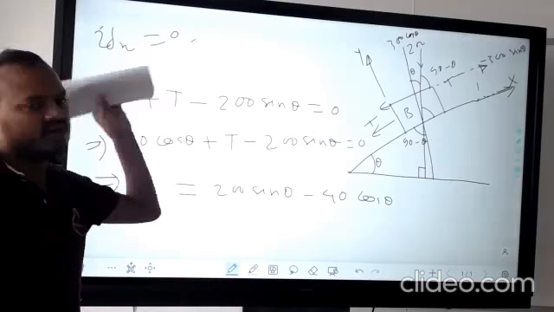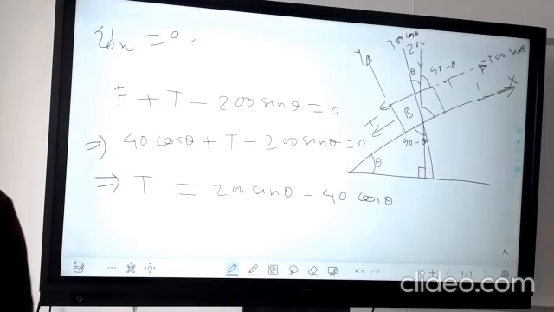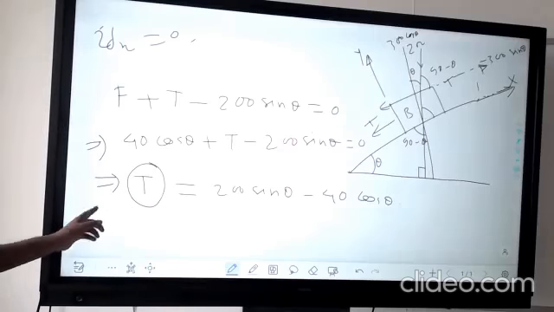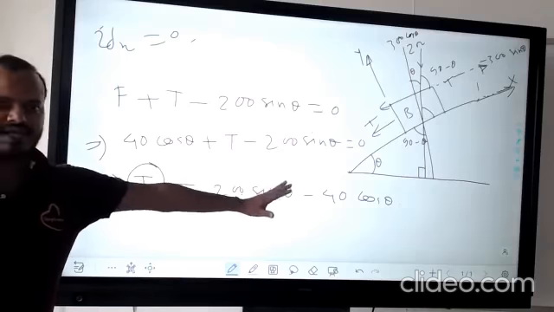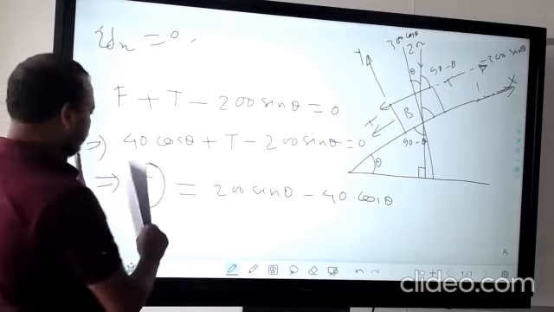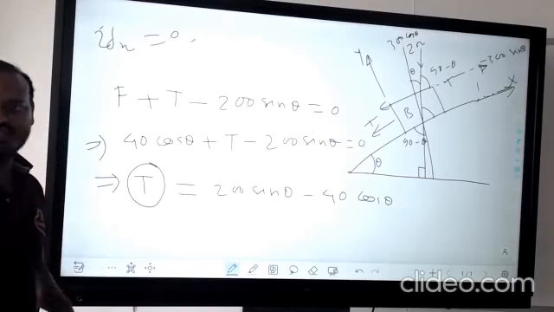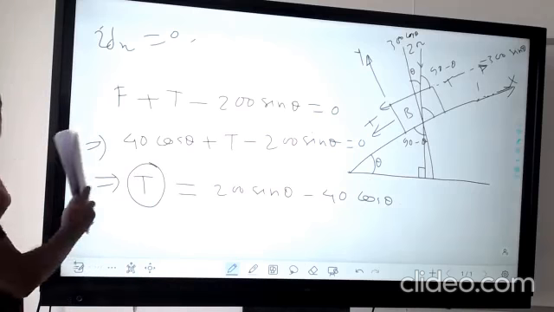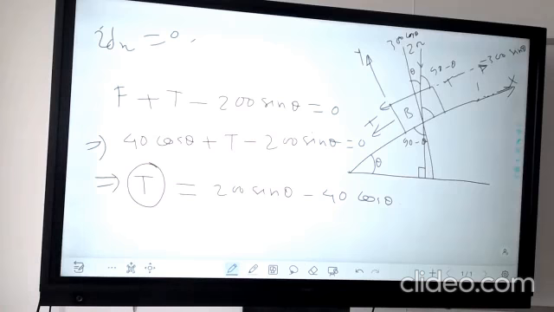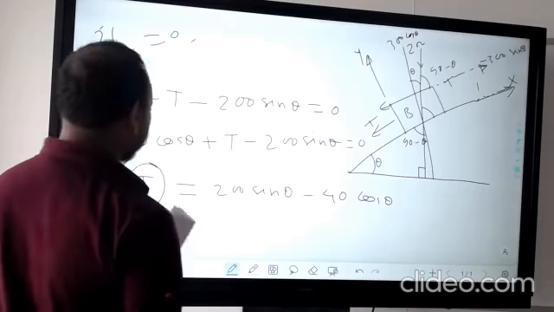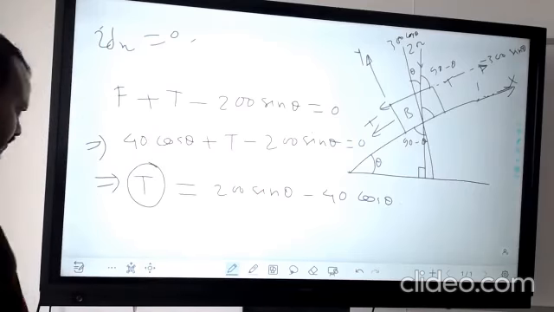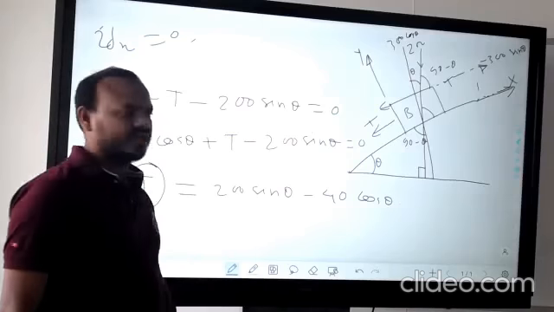Same way, apply summation of f of x is equal to 0, summation of f of y is equal to 0. Then you will get another equation in terms of t. Here we have another equation, so that is also t is equal to some value. So that is equal to this. Here also you get sin theta cos theta. You take sin theta one side and cos theta one side. Then sin theta by cos theta will give you tan theta. Same way you will get another equation for t, and that will be equated and you will get it in terms of tan theta.